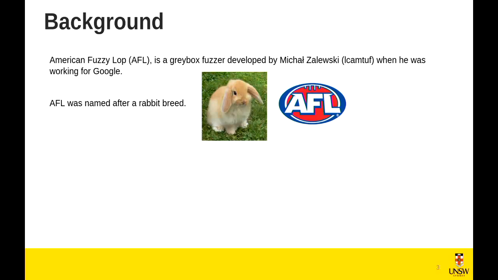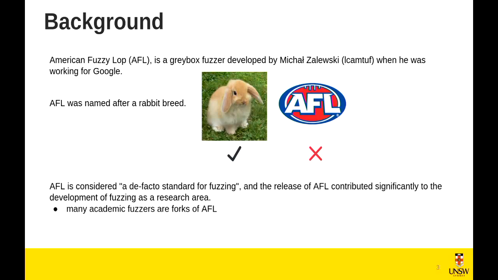So it is a rabbit rather than, do you know this symbol? Australian Football League. So AFL actually refers to a rabbit. And it is currently considered a standard for gray box fuzzing, because it has contributed significantly to the research of gray box fuzzing. And many research or academic fuzzers are actually forks of AFL.